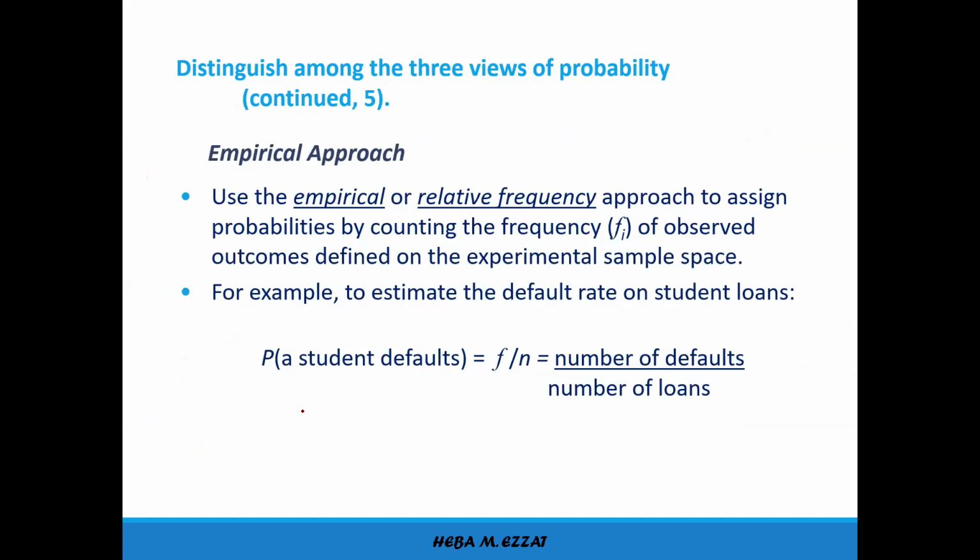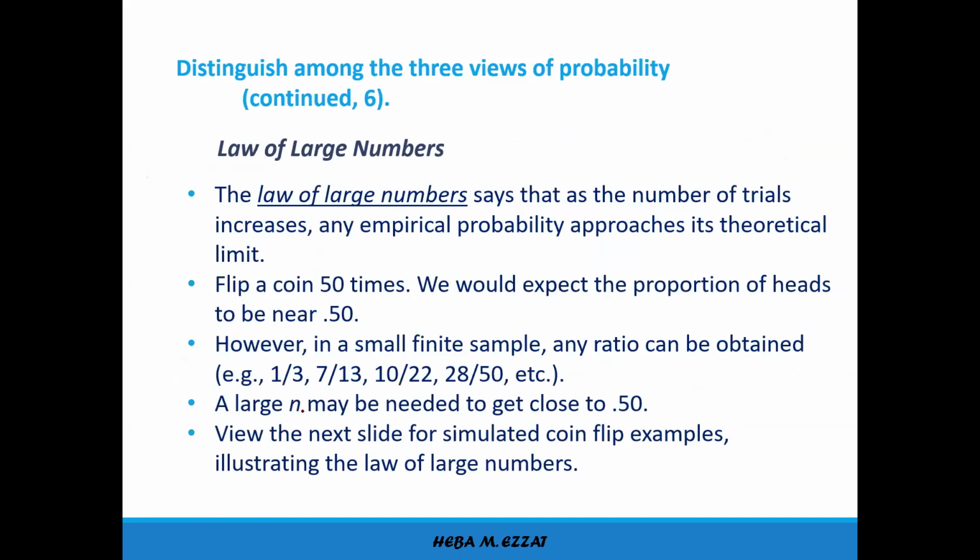So these slides have the same, what we have said about the empirical and the other types. Okay. We have here a very important concept in probability known as the law of large numbers. What's the law of large numbers? This law states that as the number of trials increases, any empirical probability approaches its theoretical limit. Okay, we can check this.